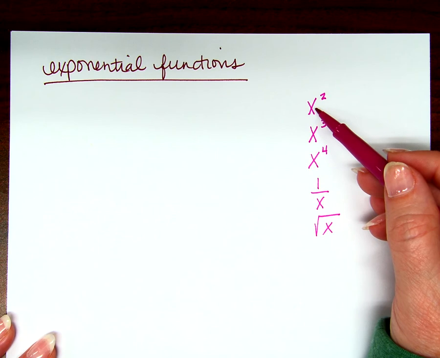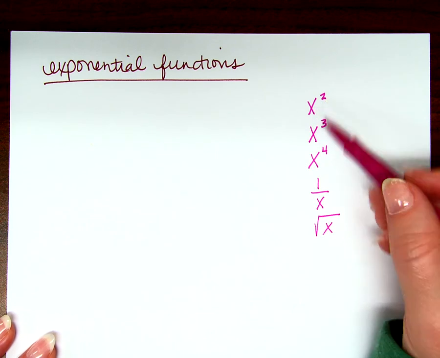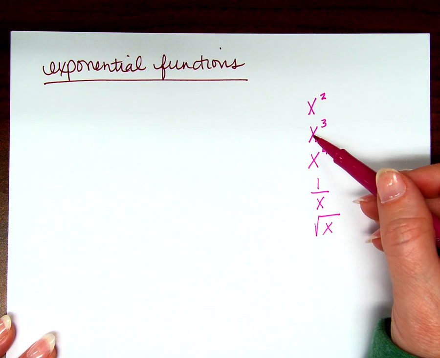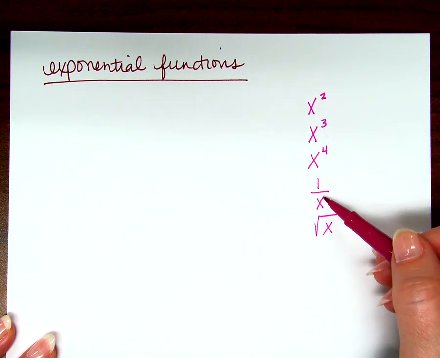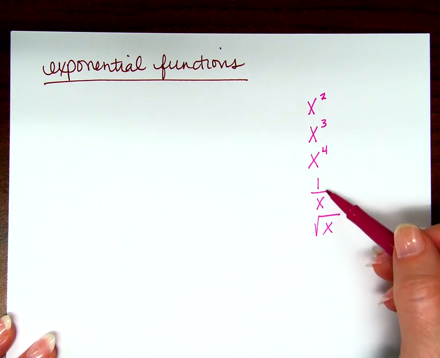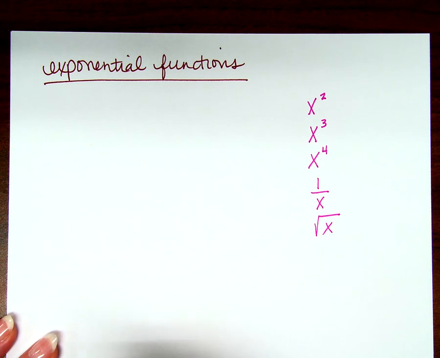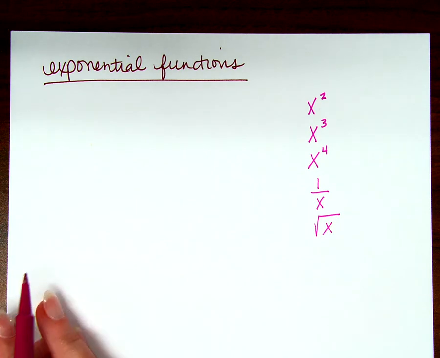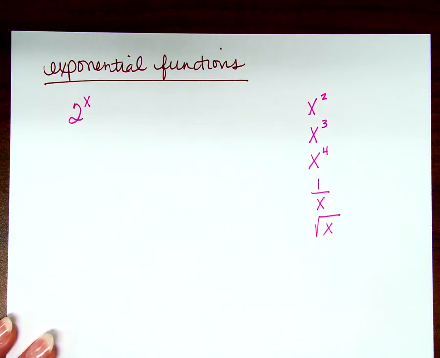This is a quadratic because the x is squared. This is a cubic because the x is raised to the third power. This is a rational because the x is in the denominator. This is a square root function because the x is in the square root. So what is an exponential function? Maybe like this? Absolutely.